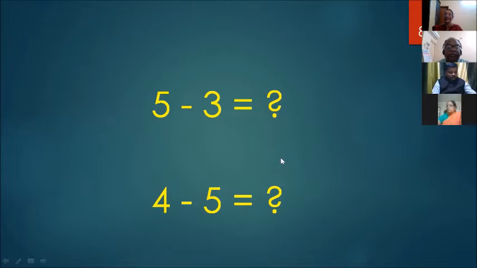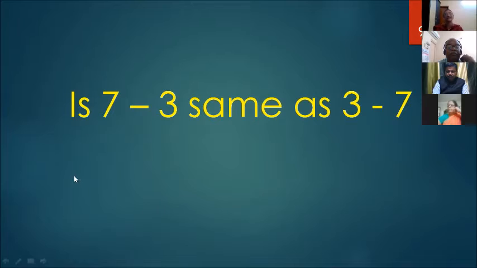Now, here again, subtraction also fosters critical thinking. 5 minus 3, obviously 2. What about 4 minus 5? Has anyone thought about this? In the class, if the teacher happens to get such a situation, she will say that cannot be done because subtraction is not reversible. It is anti-commutative. So definitely this cannot be applied. Here itself, we get a small insight: is 7 minus 3 the same as 3 minus 7?